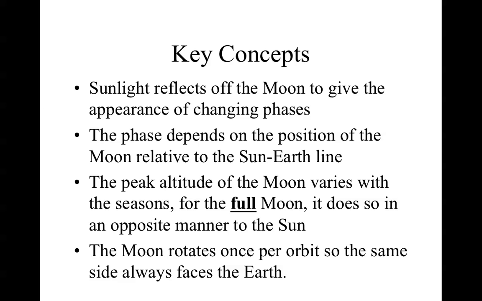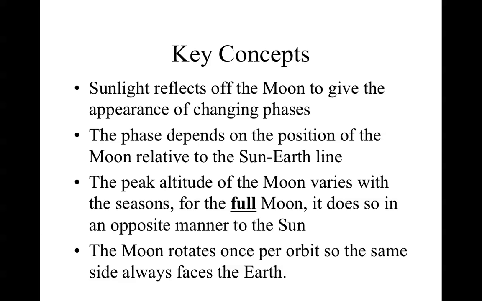The phase of the moon depends on the position of the moon relative to the Sun-Earth line, because you're seeing the illuminated portion at any given time. The peak altitude of the moon varies with the seasons because the moon is moving along the ecliptic plane. For the full moon, it's pretty easy to figure out what it's doing because the full moon is opposite the sun.